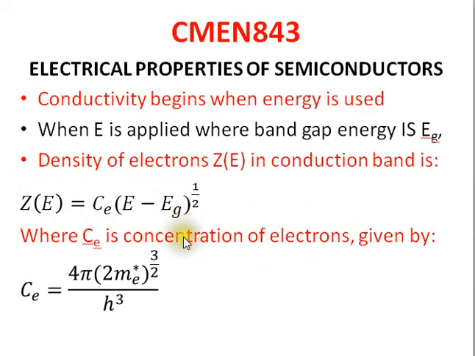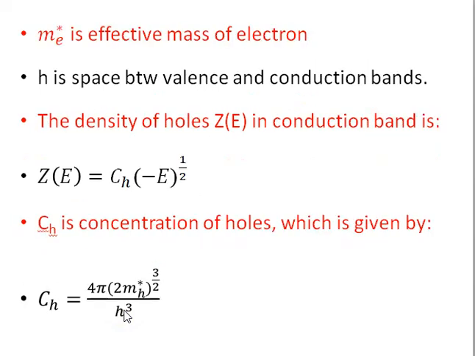semiconductor material. So this C_E is given by 4 pi into (2 m*_e) raised to power 3 over 2, all over h cubed, where m*_e is the effective mass of electron and h is Planck's constant.